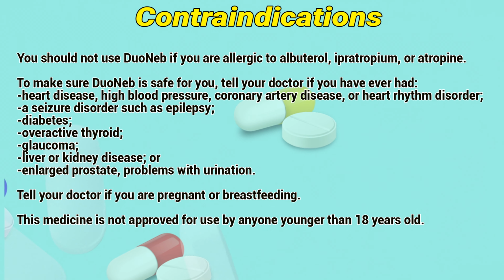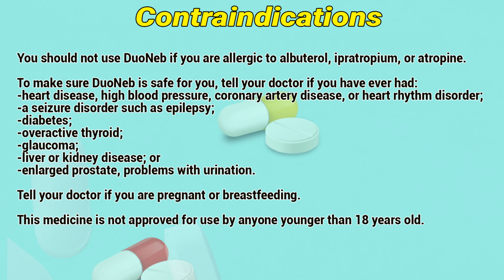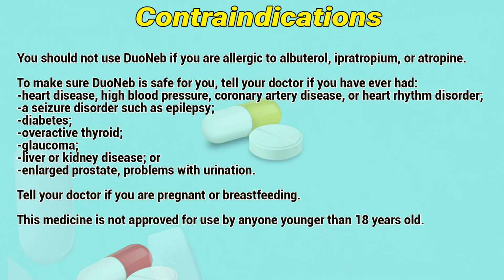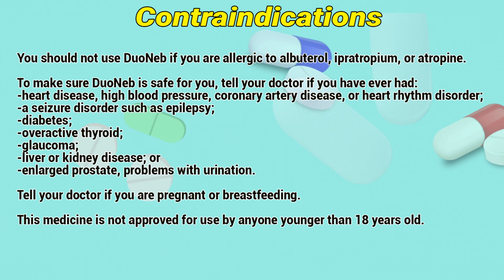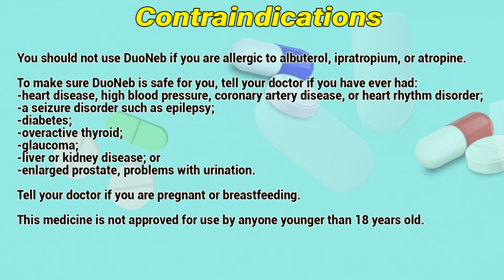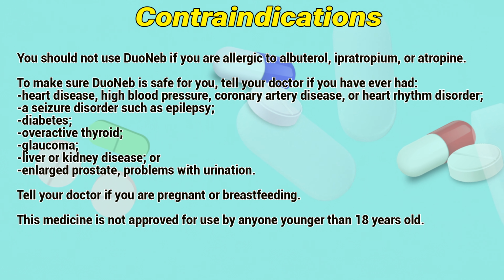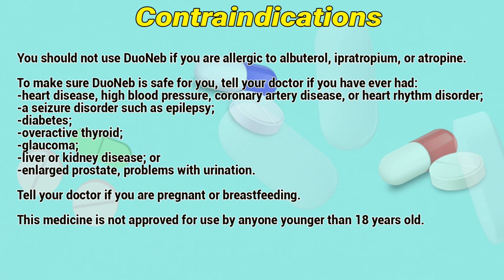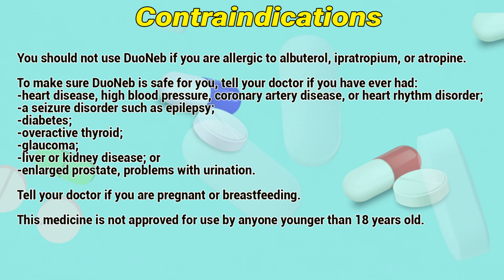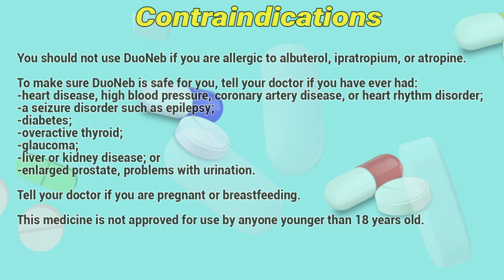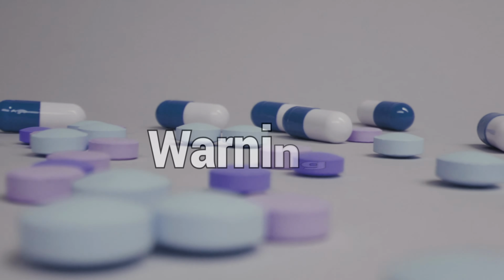Contraindications. You should not use Duoneb if you are allergic to albuterol, ipratropium or atropine. To make sure Duoneb is safe, tell your doctor if you have heart disease, high blood pressure, coronary artery disease or heart rhythm disorder, a seizure disorder such as epilepsy, diabetes, overactive thyroid, glaucoma, liver or kidney disease, or enlarged prostate or problems with urination. Tell your doctor if you are pregnant or breastfeeding. This medicine is not approved for use by anyone younger than 18 years old.